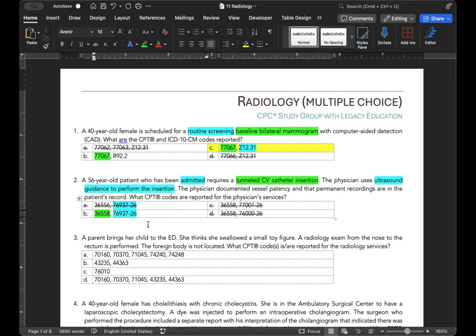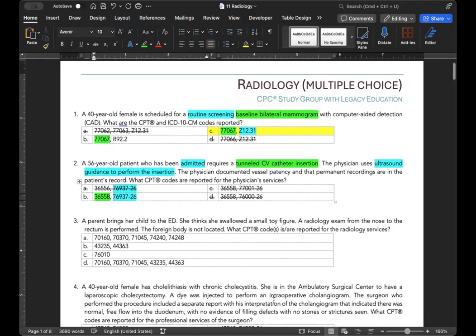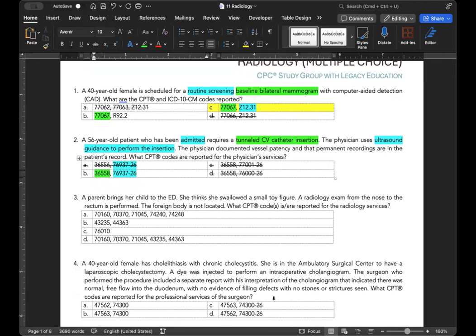So you'll see a lot in radiology, the TC and 26. So just keep that in mind as the setting that they're in. Okay. All right.